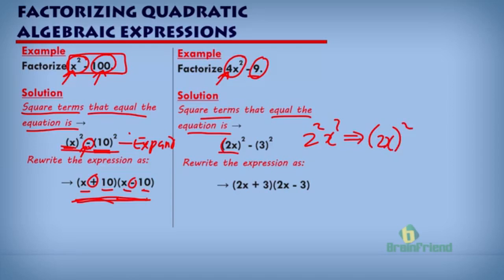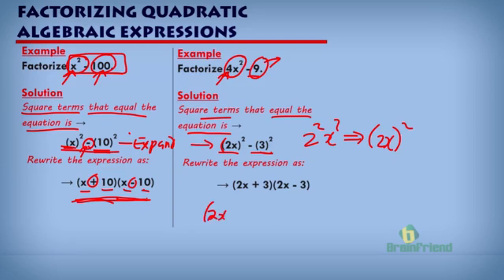The second term is 9. We'll find the square term that when raised to the power 2 will also equal this term. 3 raised to the power 2 will give us the term. So we have 2x squared minus 3 squared. This is our new expression. Since they are both raised to the power of 2, we can expand this expression to be what?